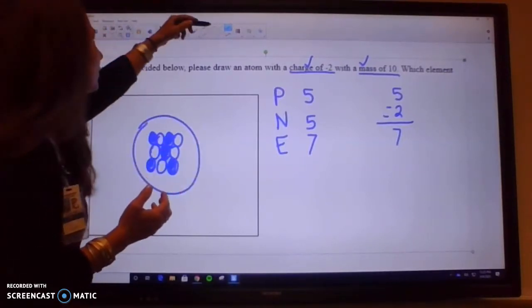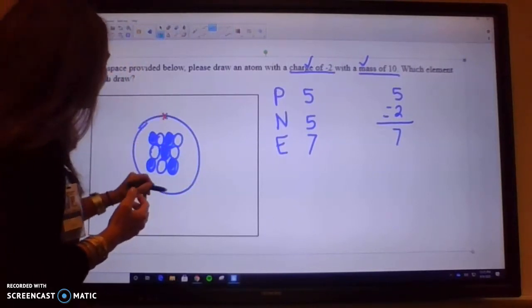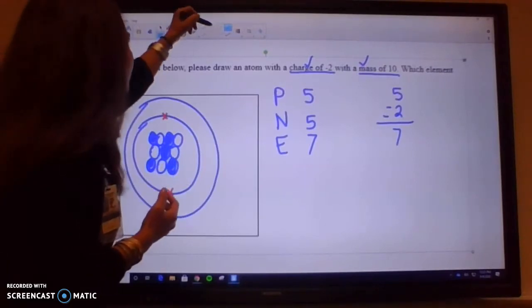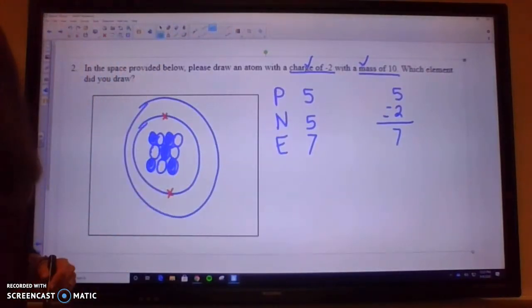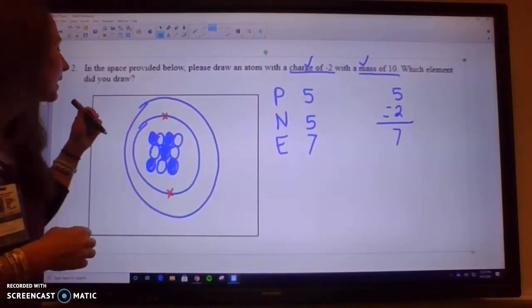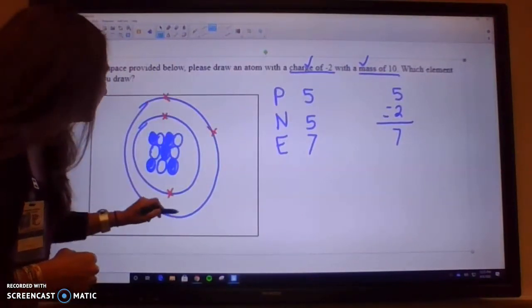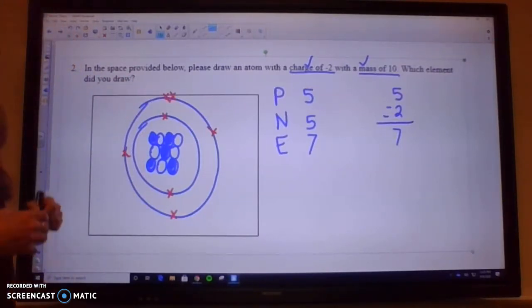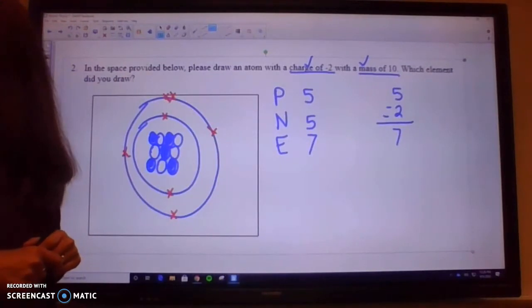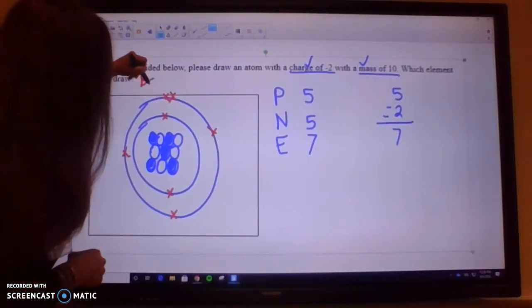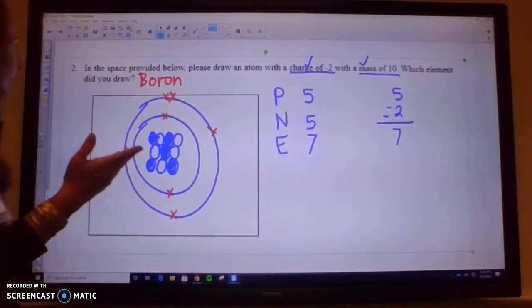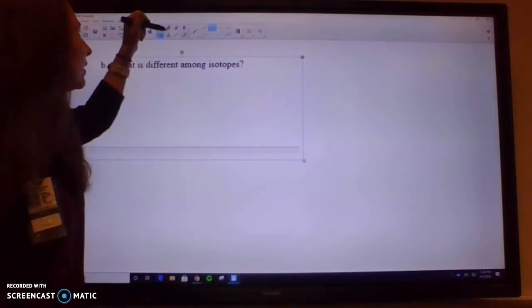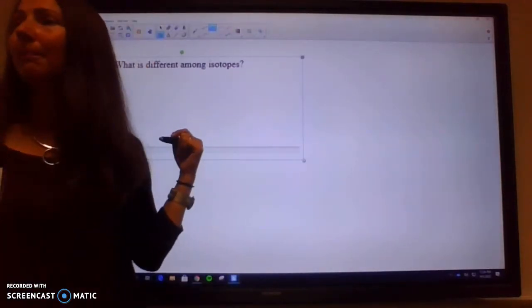So how many goes on the first ring? 2. I'm just going to make X's because they are a little easier to see. You can do it however you want. You can just do dots. It's fine. The next one's going to have 5. So 1, 2, 3, 4, and then 5. Okay. What element is this? Boron. Okay, so that's boron.